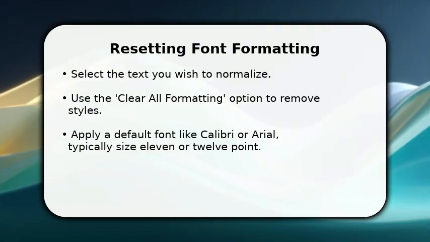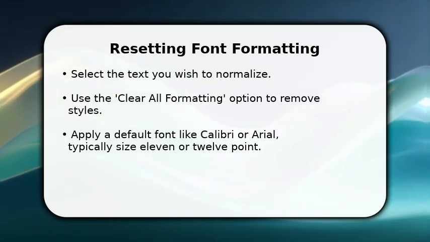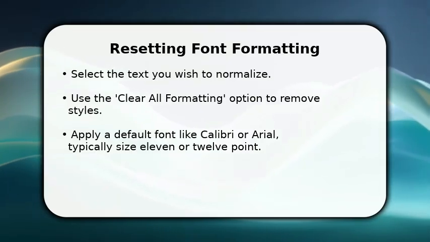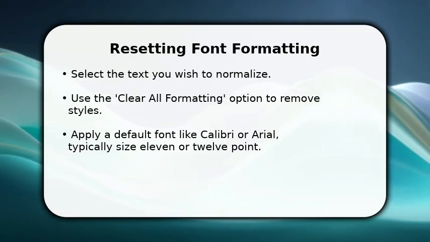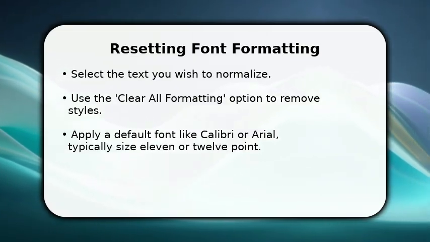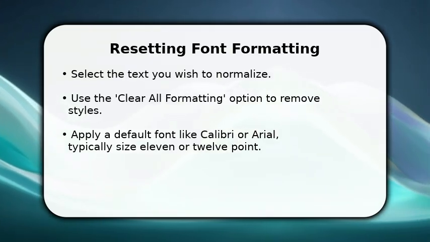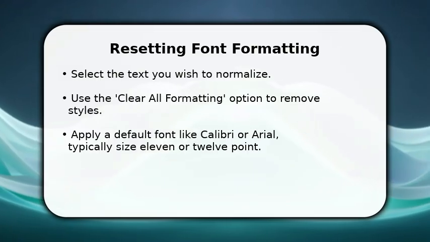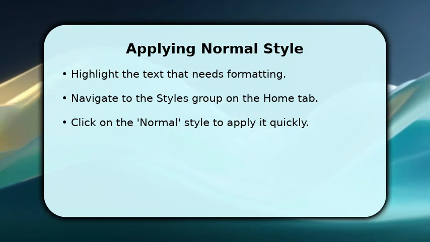In this video, I will explain how to change font to normal. First, select the text you want to normalize. Look for the Clear All Formatting button, often represented by an eraser icon, and click it. This action removes any bold, italic, or other special formatting. Then, choose a standard font such as Calibri or Arial, usually at 11 or 12 point size, to ensure a clean, consistent look.